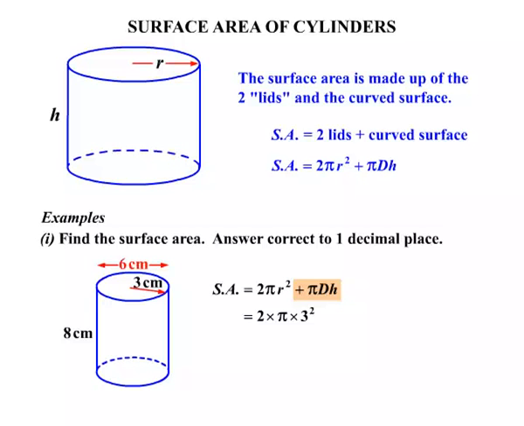So the diameter there is 6 centimeters, double the 3. So the height is 8, so we're adding pi times the 6 times the 8. And when we calculate that, it comes out to be 207.3 square centimeters. It's been rounded off to 1 decimal place. Excellent.